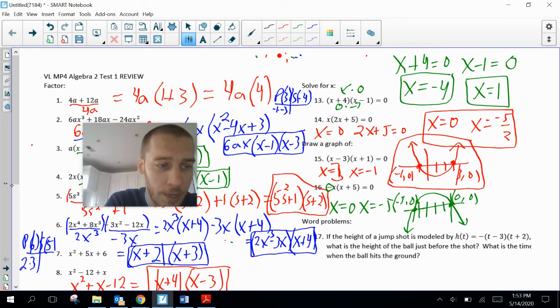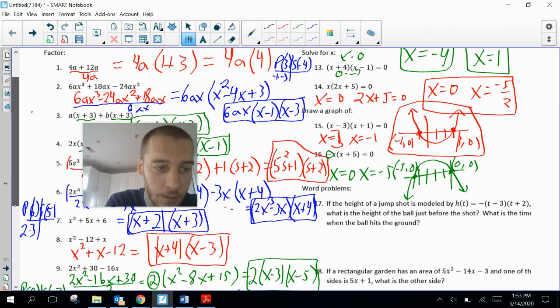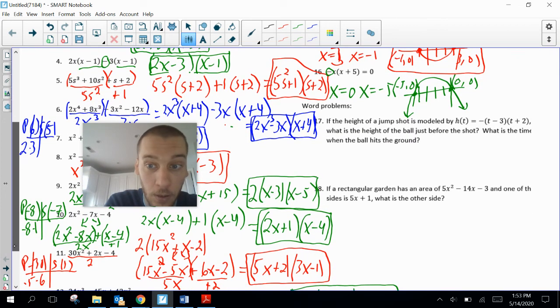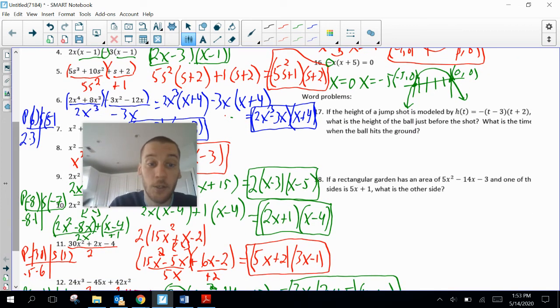All right, number 17. These were definitely the most missed problems on the Khan Academy, but I think a little explanation can go a long way. You got a jump shot, so it's going up, it's going to go to the top and go down. If you've ever seen someone throw something, it goes up and then it goes down.